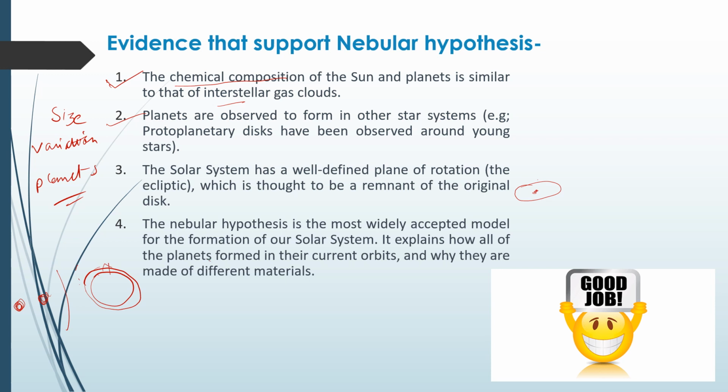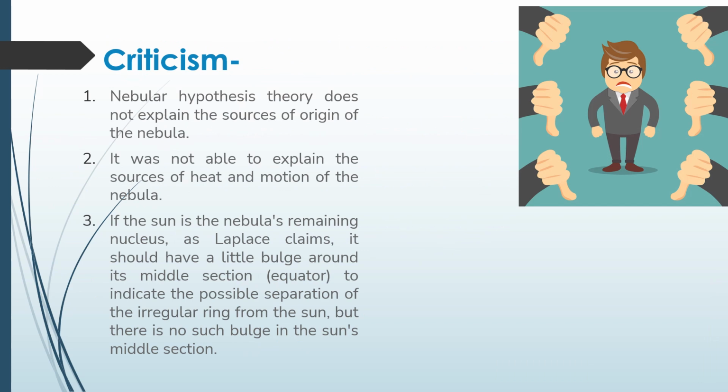It explains how the planets form in their current orbit and why they are made of different material. Already discussed, different material: silicates and metals condensed in the inner part of the sun, and the gas giants and ice giants formed in the outer part of the sun, or the outer planets.